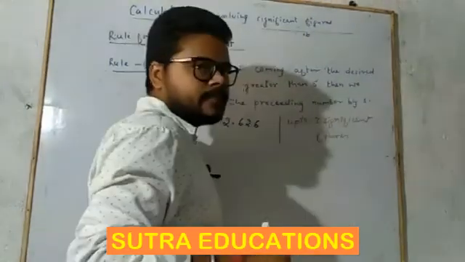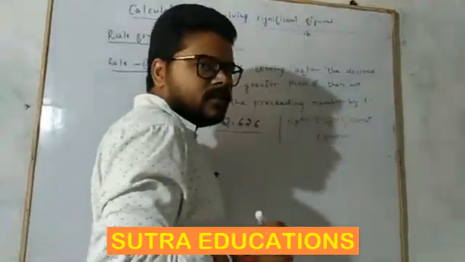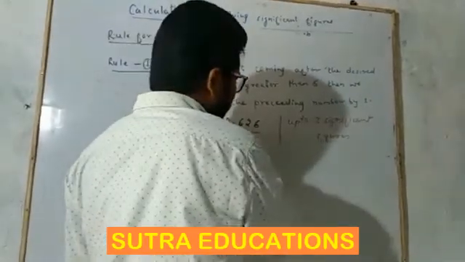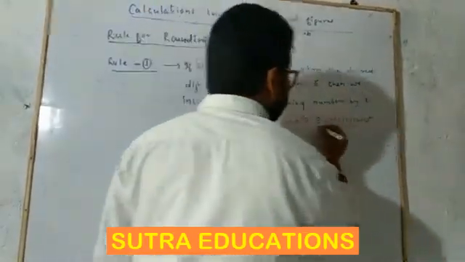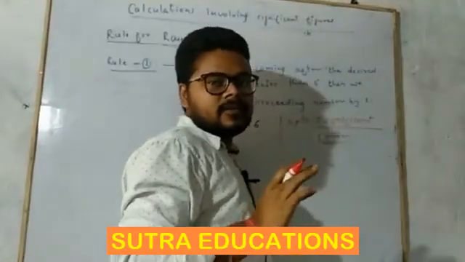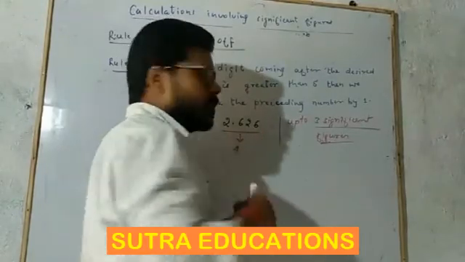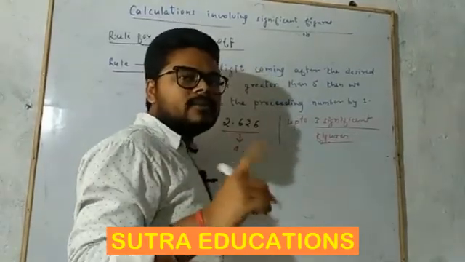We have a number 2.626, and we have to write this number up to 3 significant figures only. Here the number of significant figures is 4. We have to write this up to 3 significant figures only.